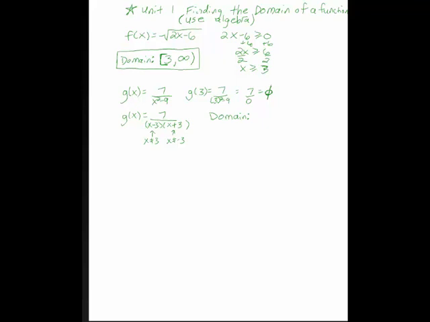So the way I do that in interval notation, I'm going to say my domain is negative infinity up to negative 3, parenthesis on the negative 3. That means the negative 3 is not included in the domain. Union negative 3 to 3. So that means I can pick any number in between negative 3 and 3, but I cannot pick negative 3 and 3. That's what the parentheses indicate. Union 3 to infinity.